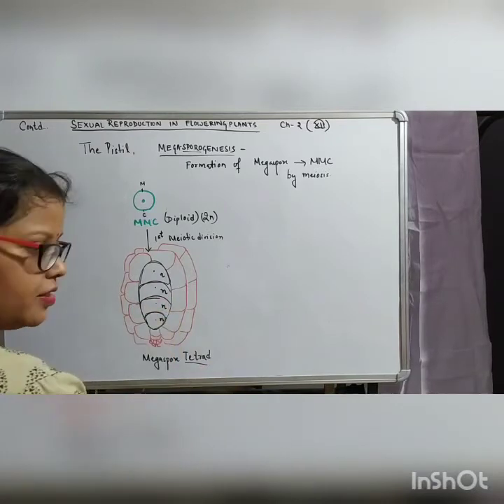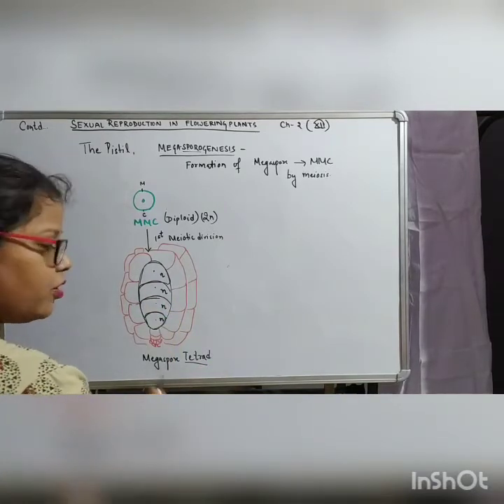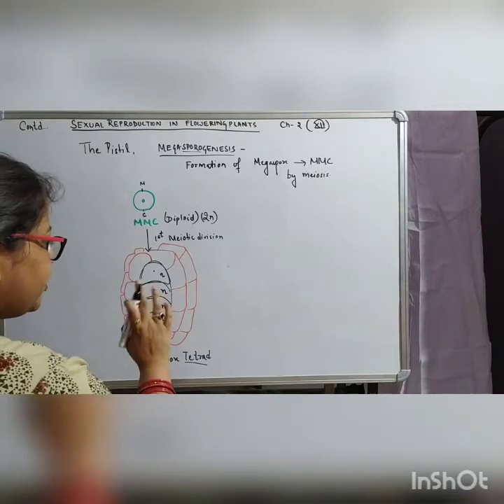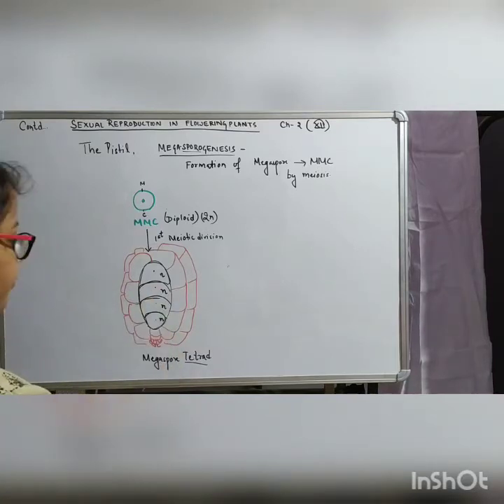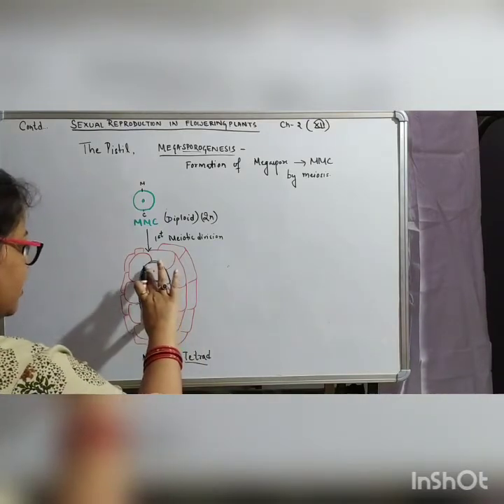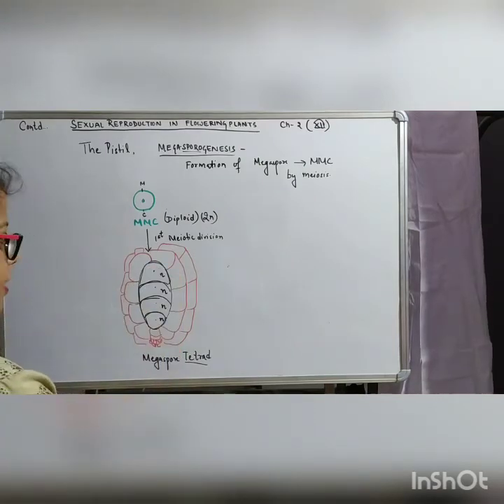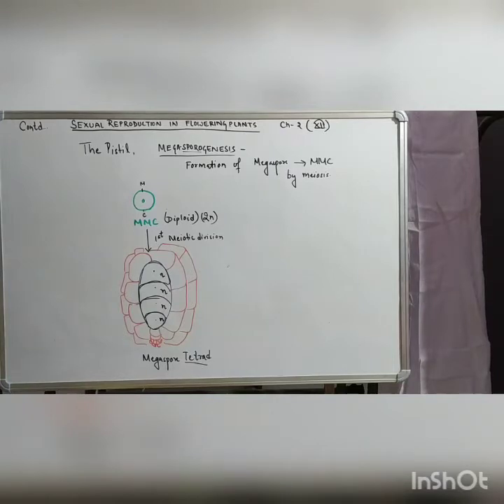So here we have got the megaspore tetrad. That means 4 different daughter cells with n number of chromosomes, or ploidy is haploid. Now what we need to know is that out of these 4 cells, only one would be functional and the other 3 would be degenerating.